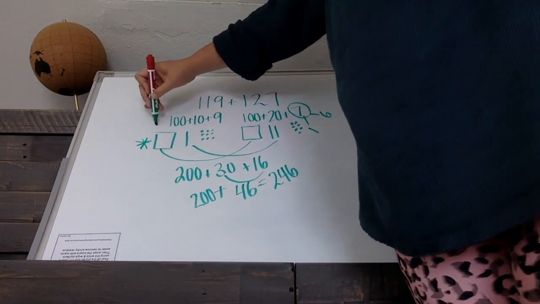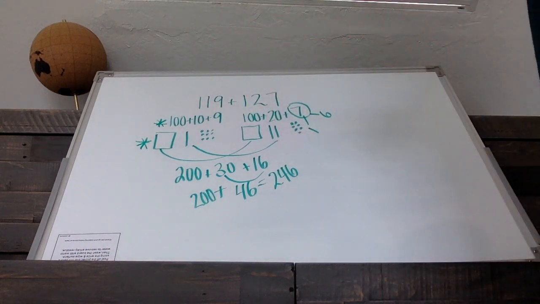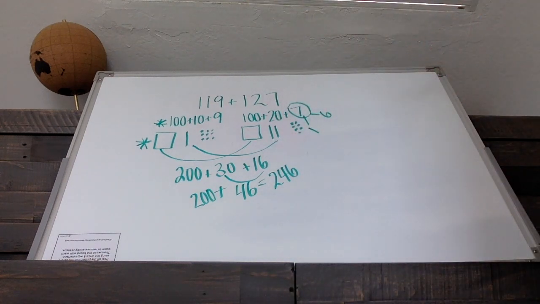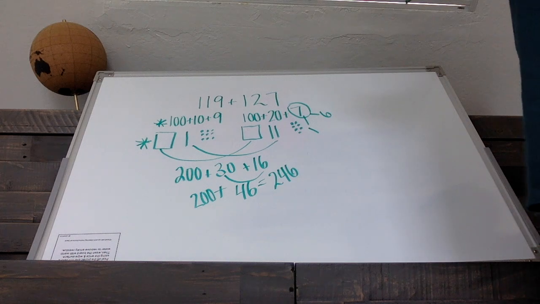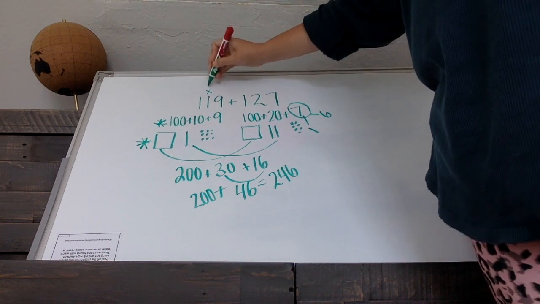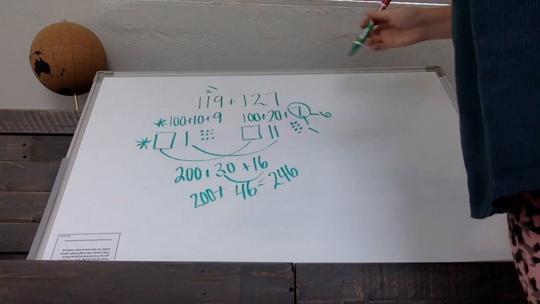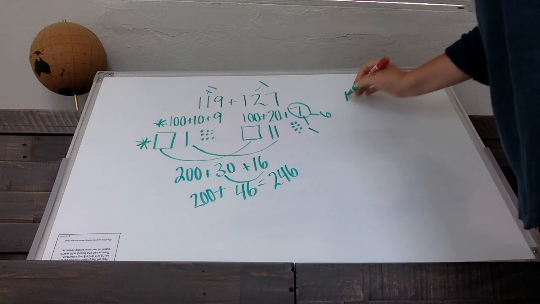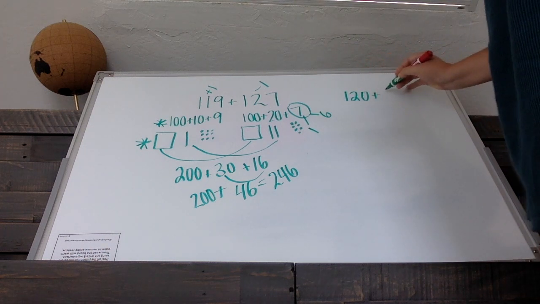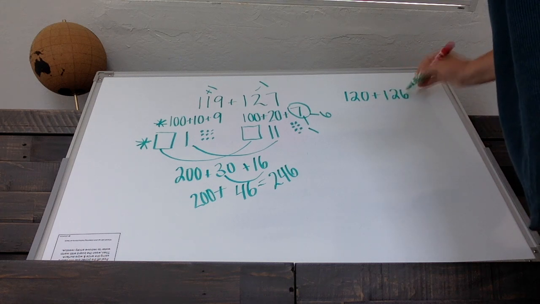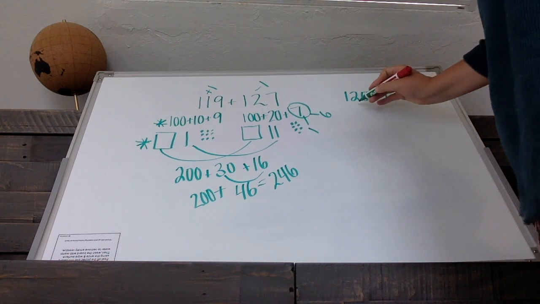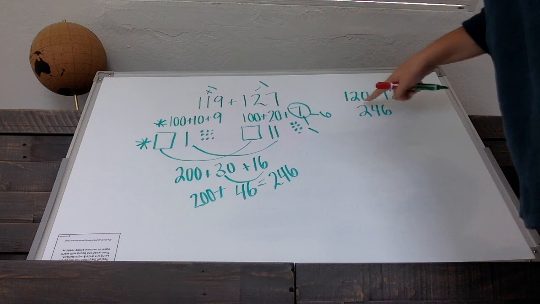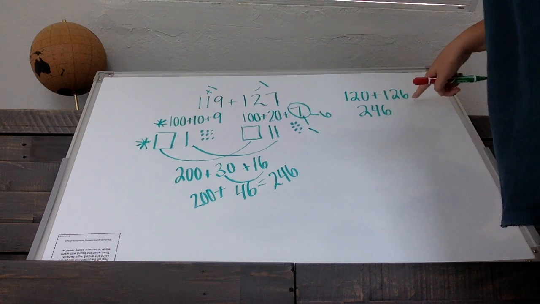The second way to figure out this problem is to break the numbers apart. And the last way is really interesting. What we're going to do is change these numbers. I'm going to add 1 to the 119, and I'm going to subtract 1 from 127. So my problem is 120 plus 126. And that's easy for me to figure out in my head because 120 plus 126 is 246.